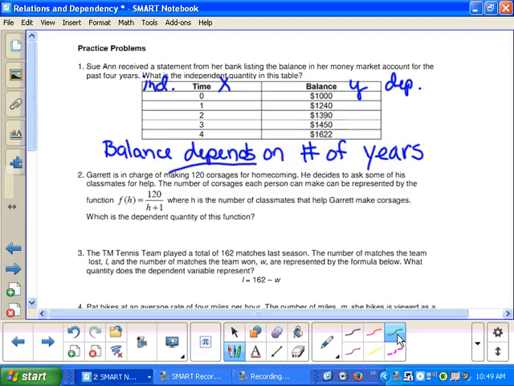On number 2, sometimes we have some long situations. Garrett is in charge of making 120 corsages for homecoming. He decides to ask classmates for help. The number of corsages each person can make is represented by this function. First of all, remember this. Whatever is our result, we talked about function notation, that's your Y. So if I wanted to keep everything in X and Y, this one has to be our X.